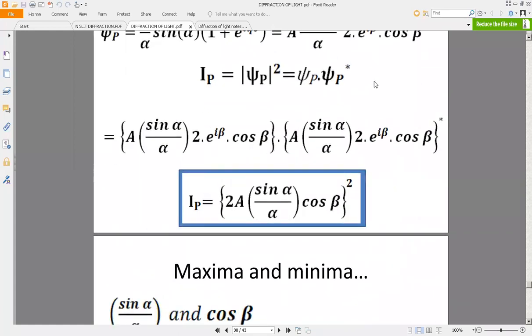Take this psi and psi p, and I will be replacing i with minus i beta. So here it is e power plus i beta, and this is e power minus i beta. Multiply both of them, e power 0 will come, which is 1. Whenever you get e power i like terms, you should feel happy, because ultimately in the calculation of intensity, they are going to get removed.